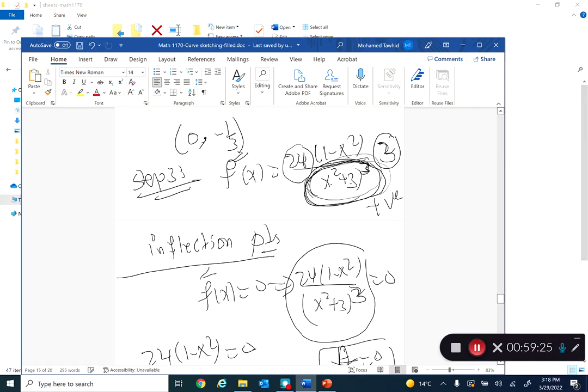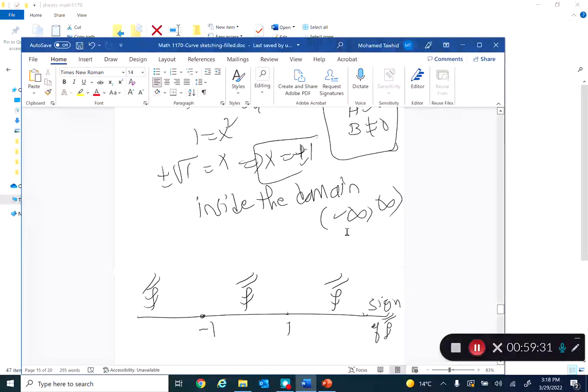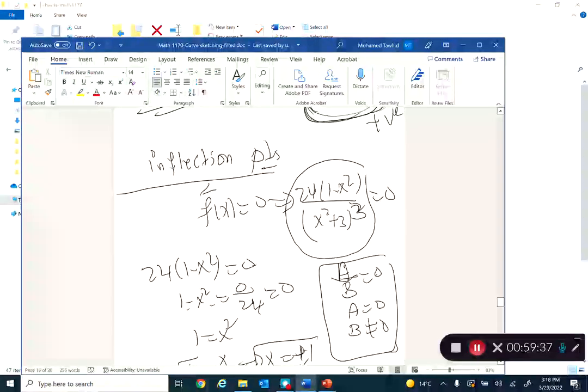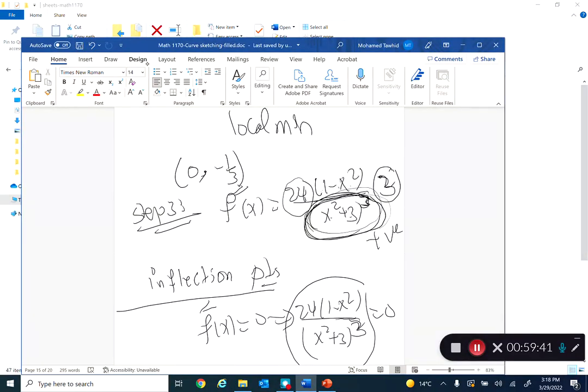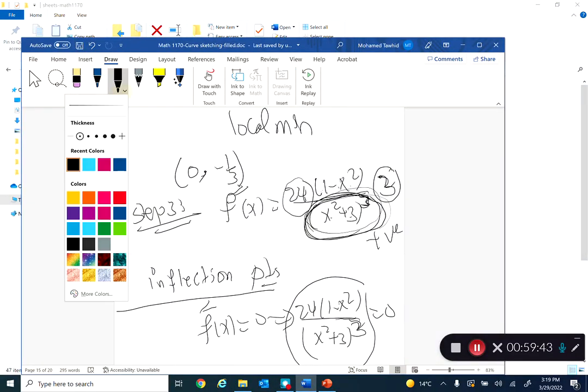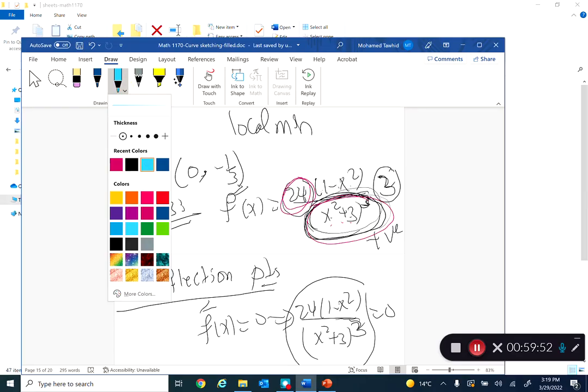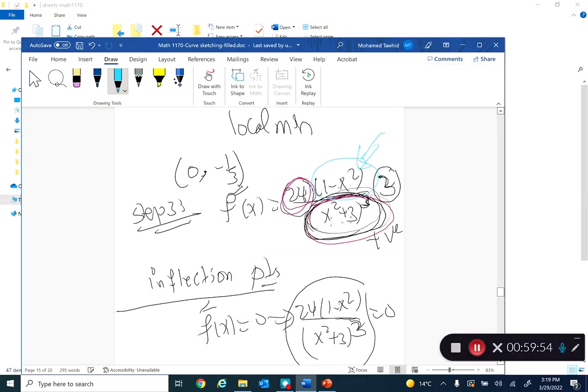24 is also positive. So I'm worried about the sign of 1 minus x squared. What is the sign of 1 minus x squared? Very easy: take x equals 0, between negative 1 and 1. Maybe I use a different color so that I show you. 24 is a positive number. This term is always positive. So what you should worry about is 1 minus x squared, the blue one.